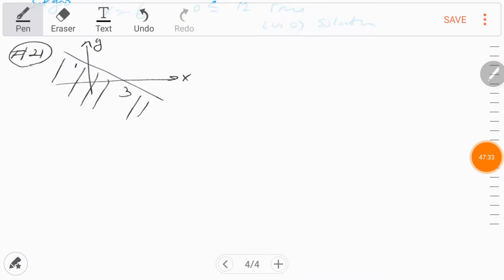Okay, now the graph is given, so in this case we have to find the inequalities. First of all, we have to write the equation of the line first, so we will write it in slope-intercept form. And the slope is what? Slope is rise over run. M is rise over run.